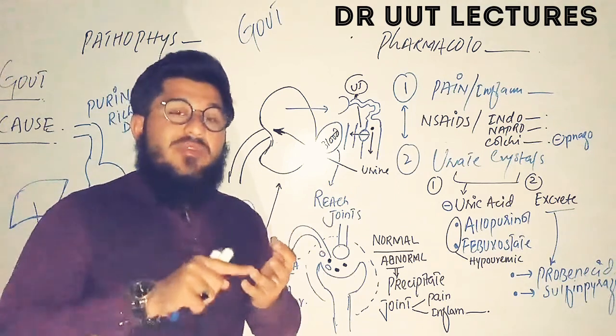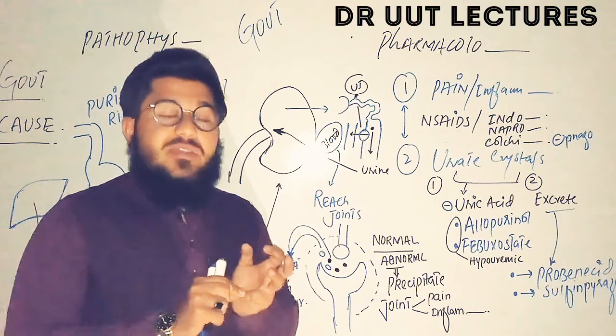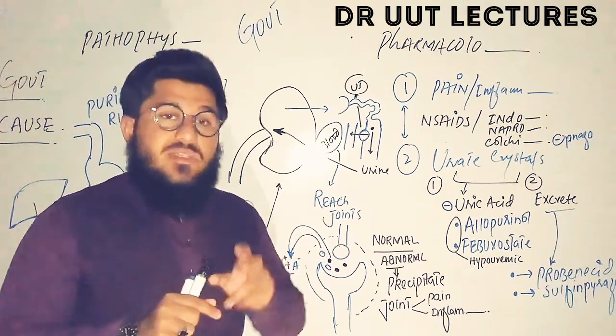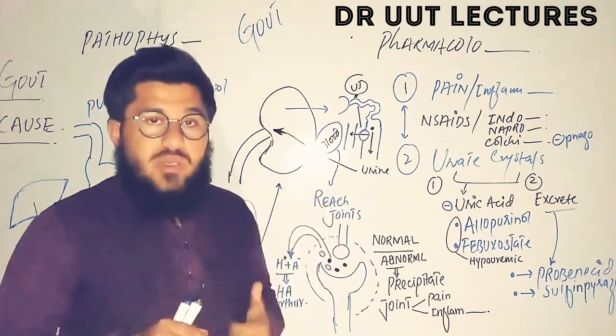Number two, number three, number four, some other causes, like when a person has kidney failure, meaning there is a problem in the kidneys, that may also lead to gout. And sometimes diabetes and obesity may also be responsible factors for gout.